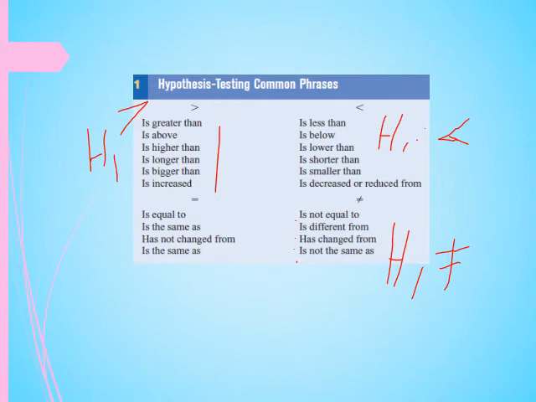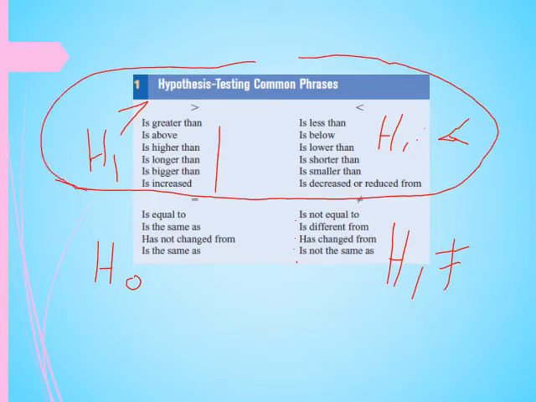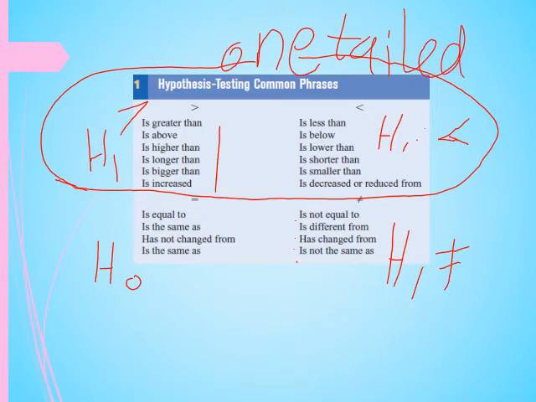If you have words like equal to, the same as, and has not changed from, this is the H0 sign, equal. Of course, you know that the first two, greater than and less than, are one tailed tests. Greater than is right tailed, and less than is left tailed. And when H1 has a not equal sign, it's a two-tailed test.